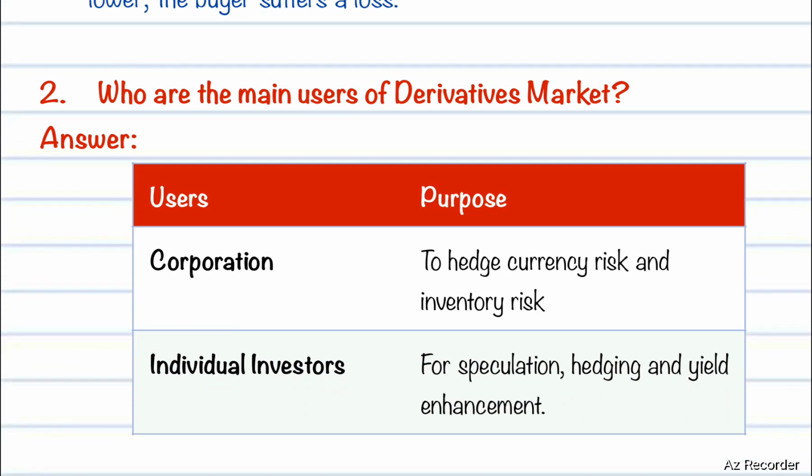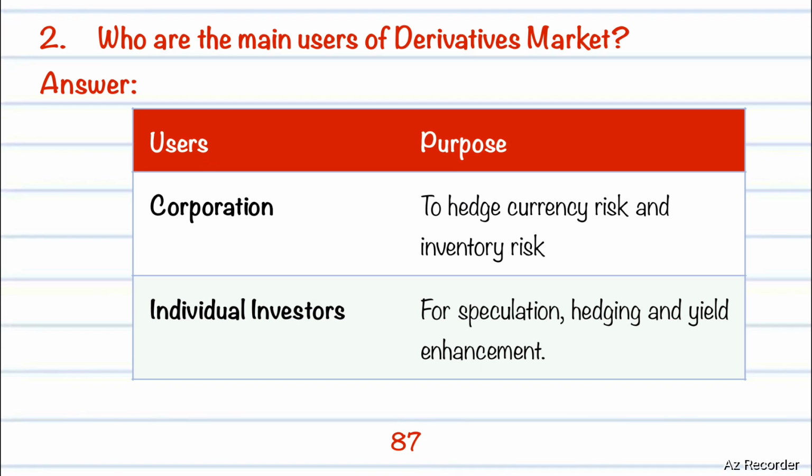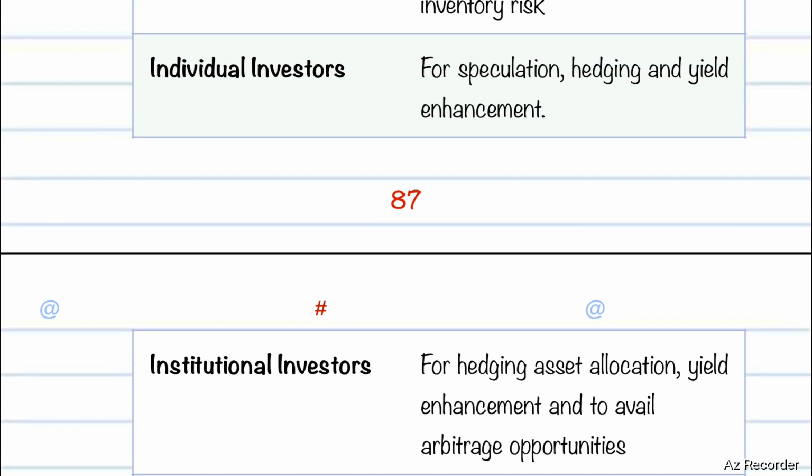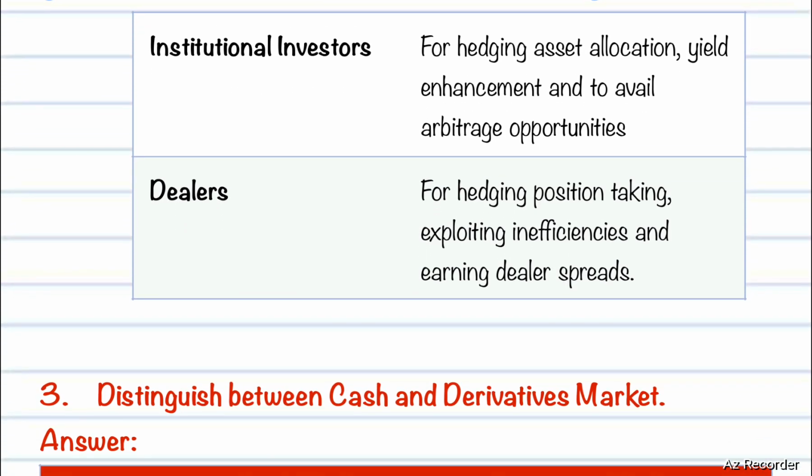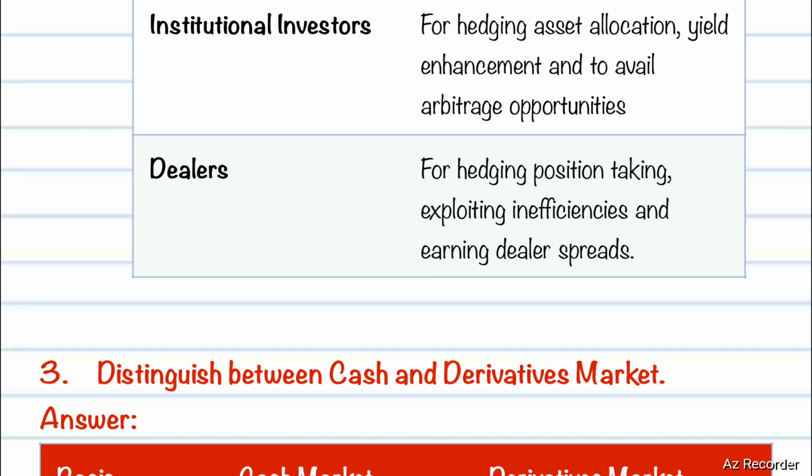Who are the main users of derivative markets? First one, corporations to hedge currency risk and inventory risk. Next, individual investors for speculation, hedging, and yield enhancement. Next, institutional investors for hedging, asset allocation, yield enhancement, and to avail arbitrage opportunities. Next, dealers for hedging, position taking, exploiting inefficiencies, and earning dealer spreads.